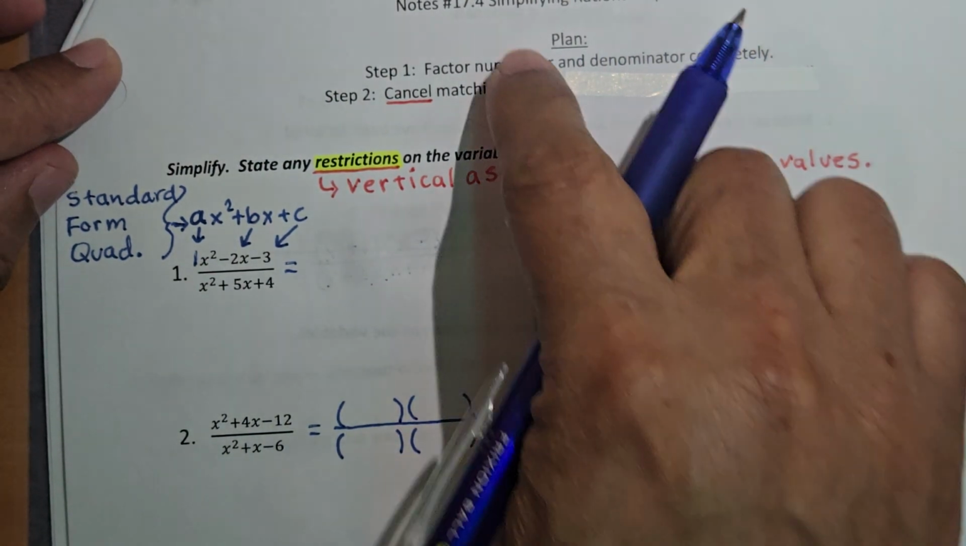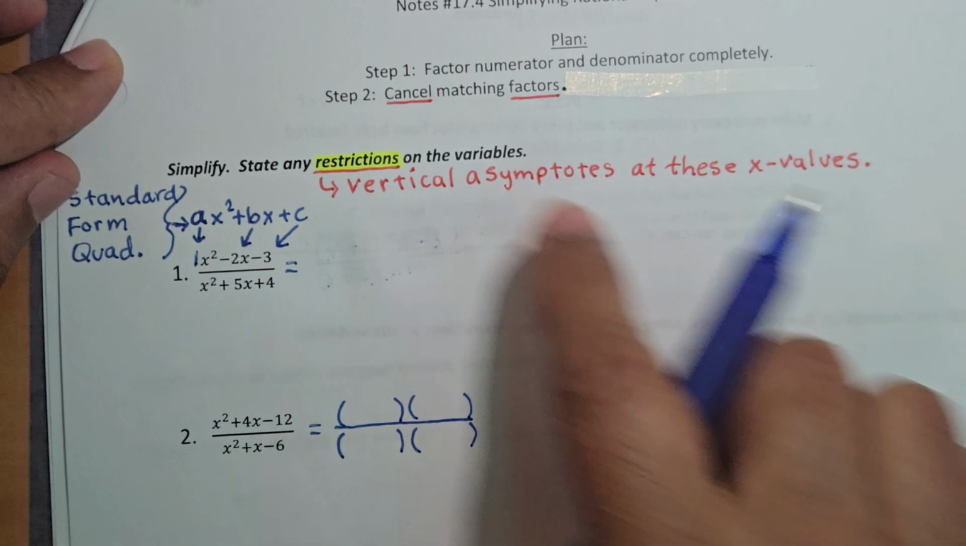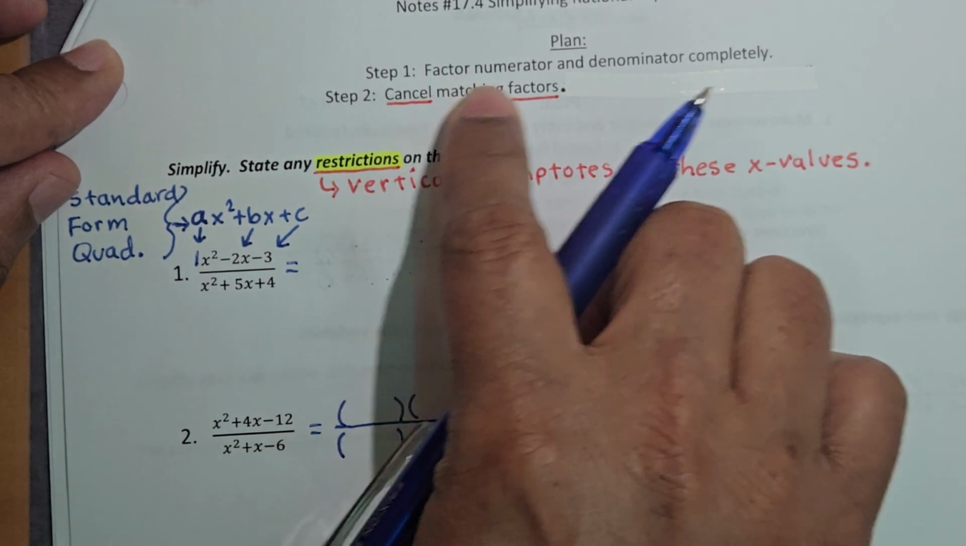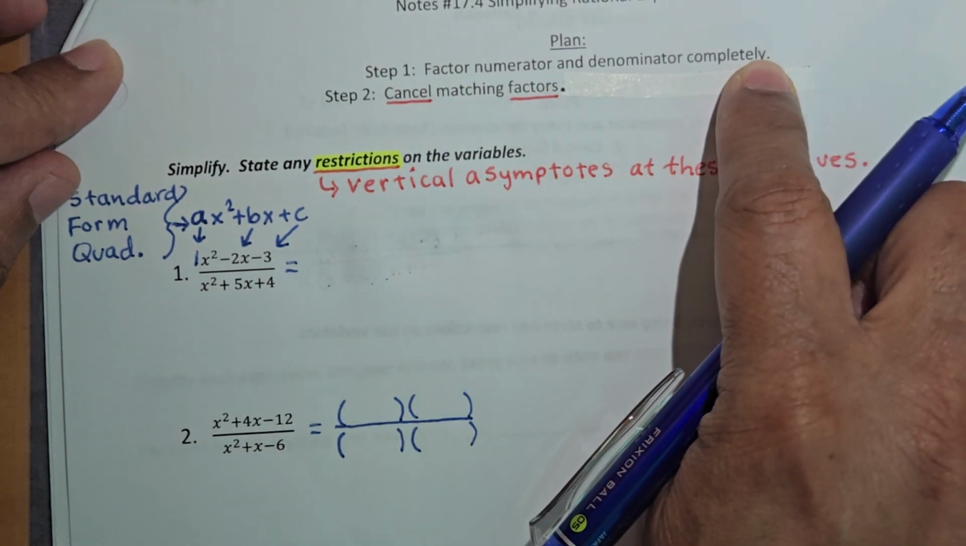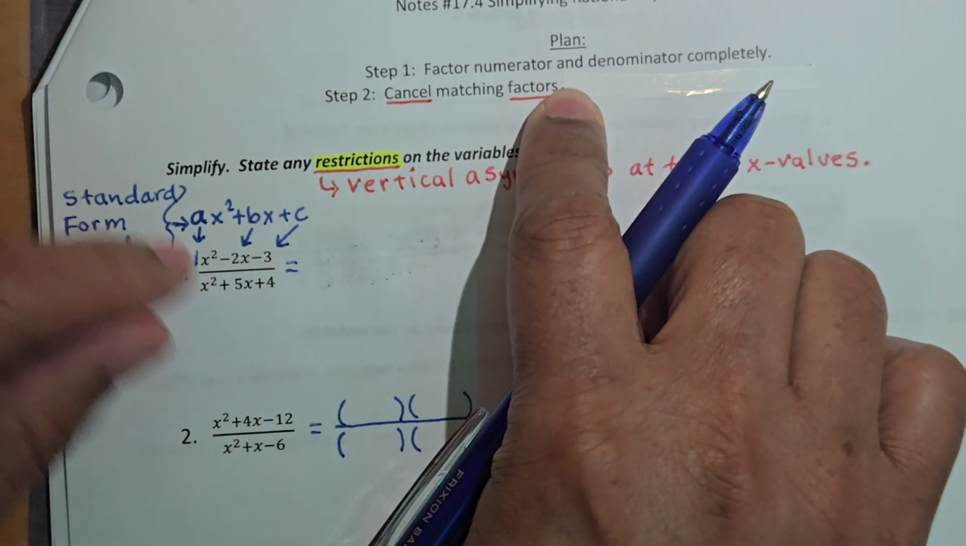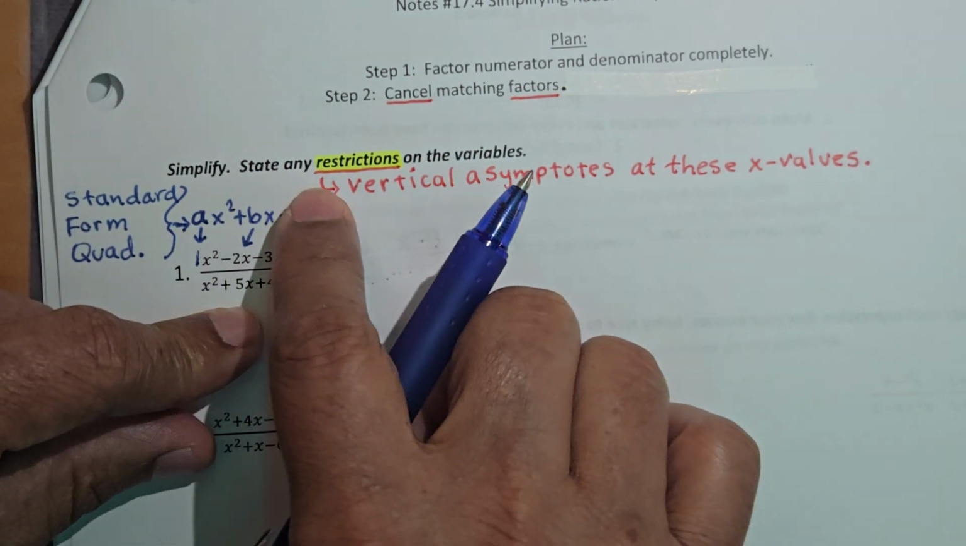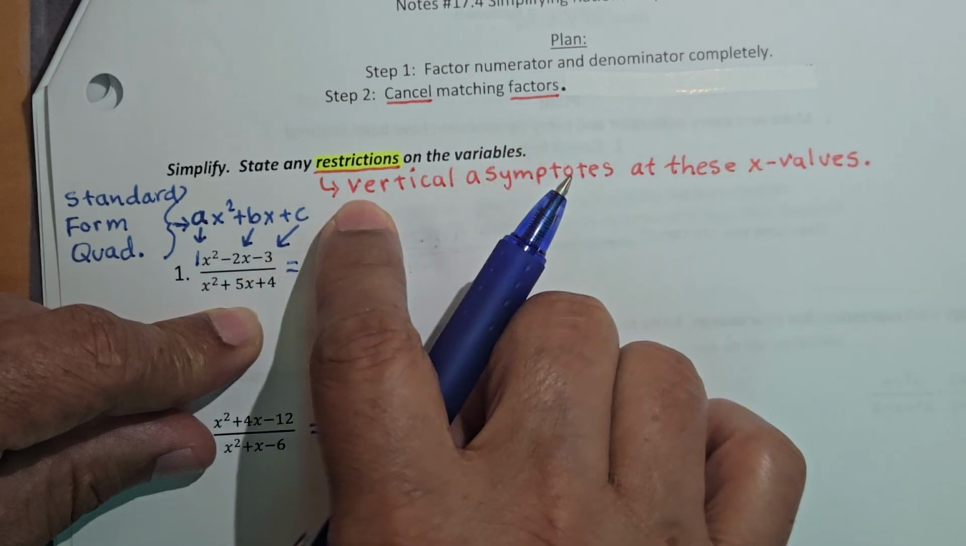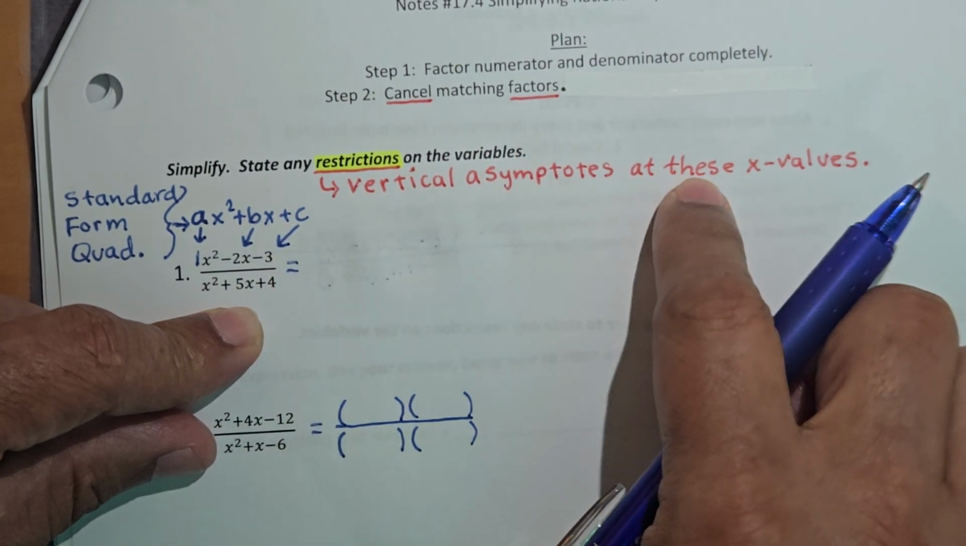In this lesson, you'll learn how to simplify rational expressions. So the plan is for step 1, factor numerator and denominator completely. Step 2, you're going to cancel the matching factors. So simplify, state any restrictions on the variables, and restrictions means we have vertical asymptotes at these x values when you sketch the graph.